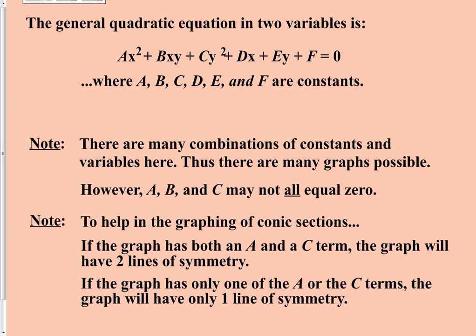Now if your graph does have an A and a C term in it, you are going to have two lines of symmetry. That's something that I added in the notes after we discussed it, but you do need to know this. If A and C are both active in the problem, you will have two lines of symmetry. If only A or C are active, you will only have one line of symmetry. That's important.